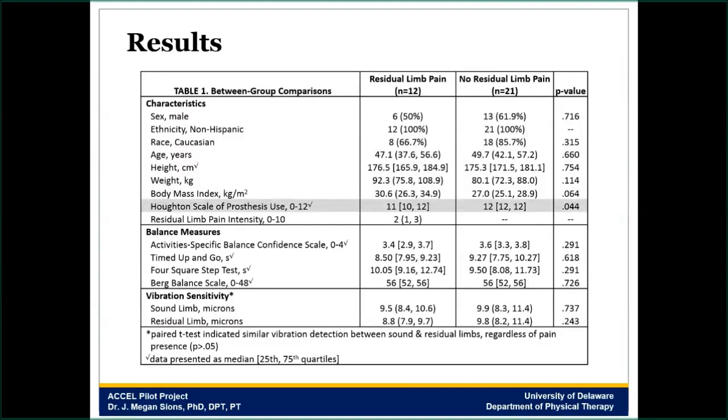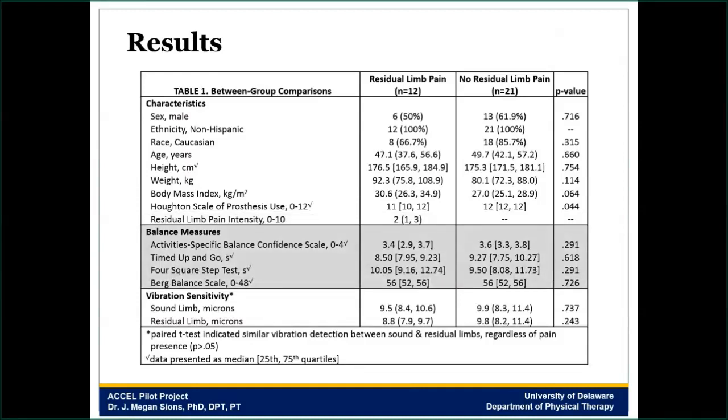As expected, our individuals without residual limb pain tend to be more likely to be community ambulators, and that's per the Houghton scale of prosthesis use, as compared to lower scores, which tend to indicate household mobility. But still the scores are quite high, and so I would say the sample as a whole are generally community ambulators. If we look at pain intensity at the time of testing, it's about a 2 out of 10, so relatively low for these individuals with residual limb pain.